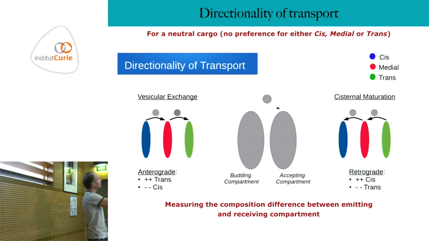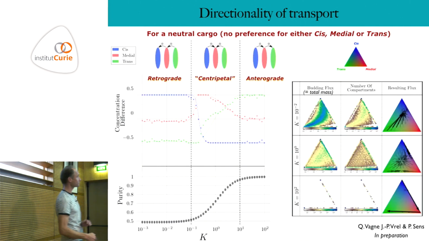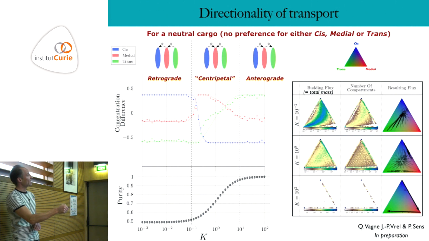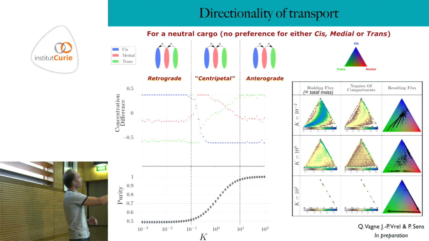And if you have anterograde vesicular transport, you expect the cargo to lose the blue identity. The red identity should be roughly the same because here there's a gain and here there's a loss. And so you expect the cargo to gain the green identity. And if the vesicles are going in the other way, you expect the opposite. The green identity should go down and the blue identity should go up. And this is what we get as a function of the budding rate. So at very low budding rates, when the compartments are big and impure, you clearly have anterograde transport, retrograde transport, sorry. You gain blue and you lose green.